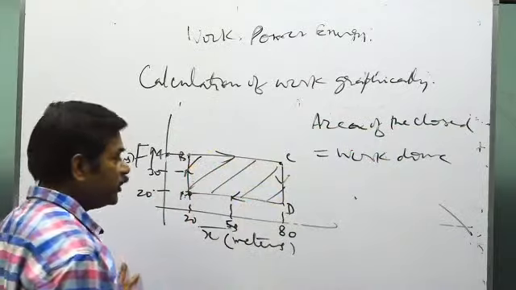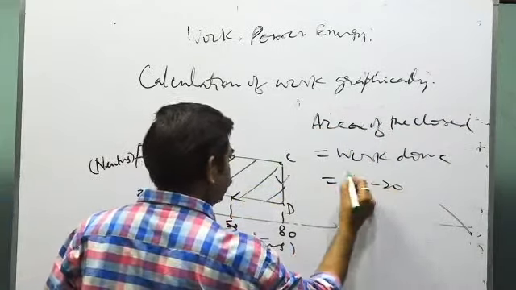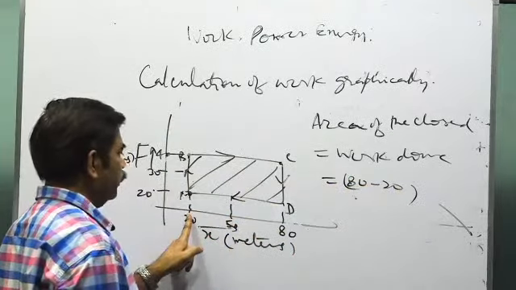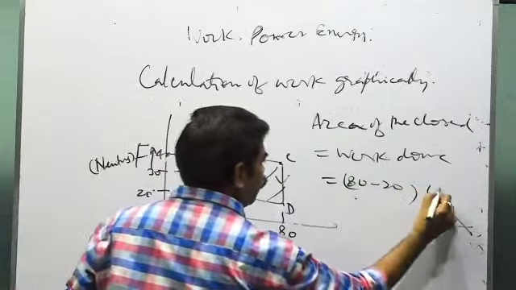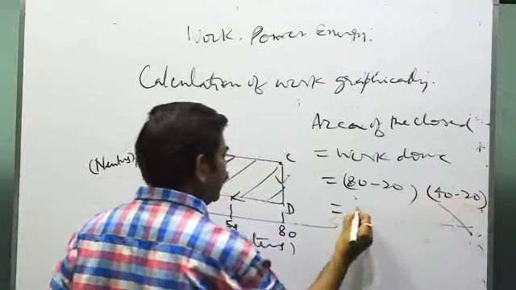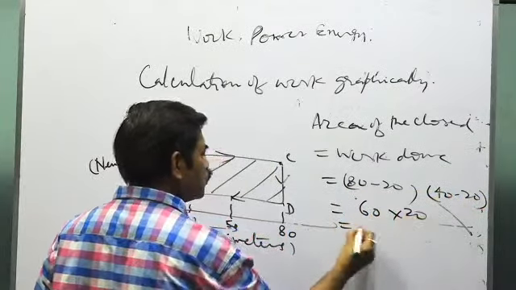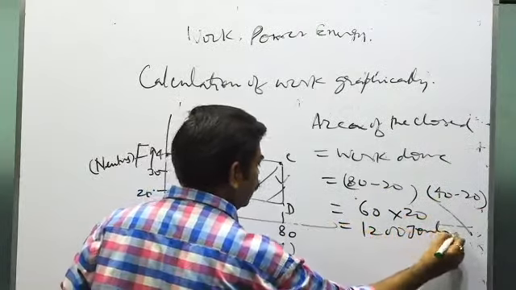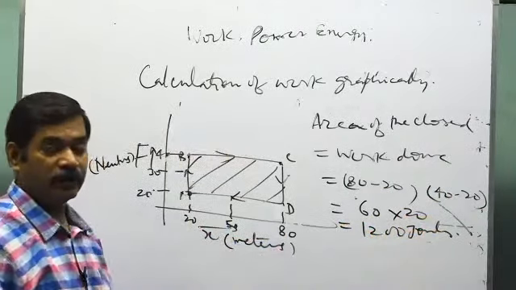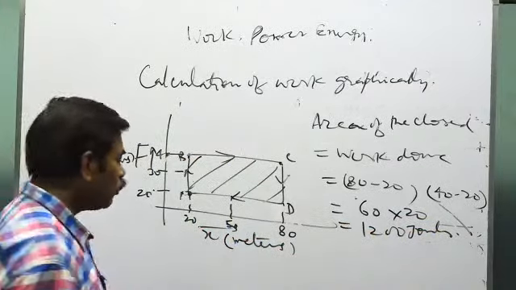So how much is this area? Its length is 80 minus 20, and how much is the breadth? It becomes 40 minus 20. So that becomes 80 minus 20, meaning 60, multiplied by 20. So that becomes 1200 joules. This is the work done. Is that clear? Now see, let me tell you one more concept.